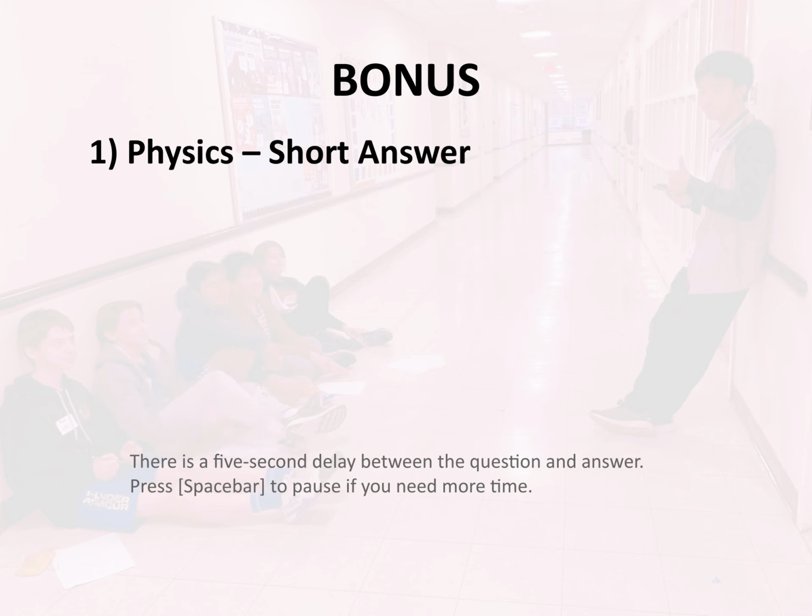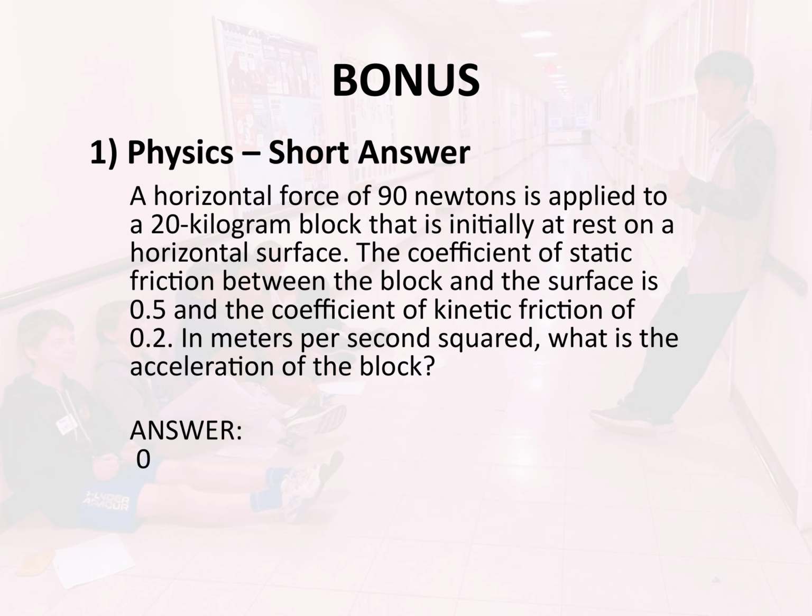Bonus 1. Physics, short answer. A horizontal force of 90 newtons is applied to a 20 kilogram block that is initially at rest on a horizontal surface. The coefficient of static friction between the block and the surface is 0.5 and the coefficient of kinetic friction is 0.2. In meters per second squared, what is the acceleration of the block? Answer: 0.